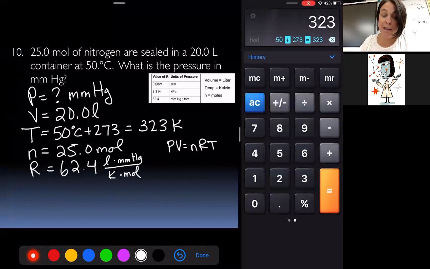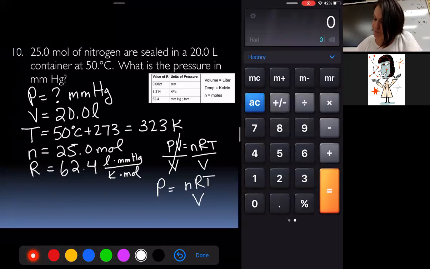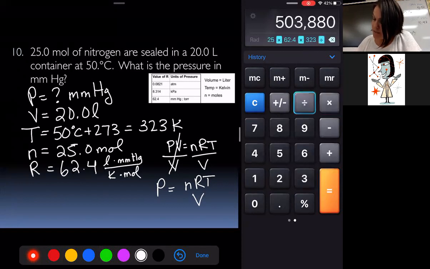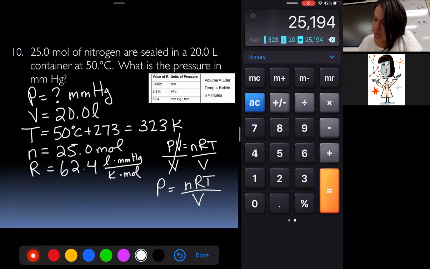So PV equals nRT. This time I want to get P by itself. So I'm going to divide by V, that cancels. I get P equals nRT over V. Put that into my calculator. 25 moles times my R value of 62.4 times 323 Kelvin divided by a volume of 20 liters. So I get a pressure. My pressure equals 25,194.